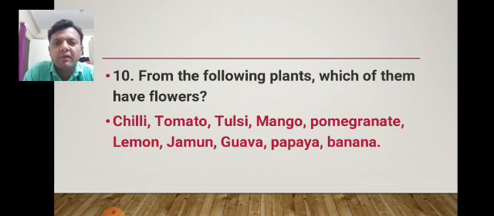Number 10. From the following plants, which of them have flowers? I have written only the answer here. The options are all the plants given in your NCERT textbook. So the direct answer is chili, tomato, tulsi, mango, pomegranate, lemon, jamun, guava, papaya and banana. These all plants have flowers. Okay, these have flowers, and the rest of the many plants in your textbook may not have flowers.